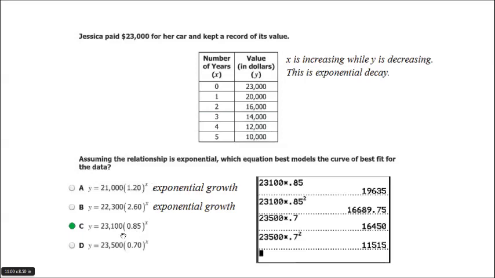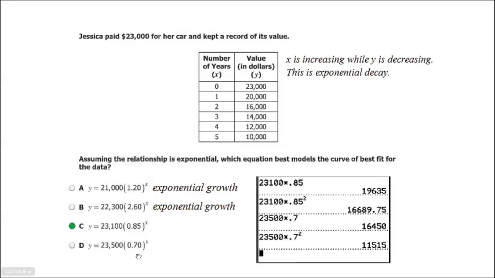If we start with the first one, I did 23,100 times 0.85 to the 1, and that gave me 19,635. And then I just tried x squared to the next one. So 23,100 times 0.85 squared gives me 16,889. Now our actual numbers are 20,000 and 16,000. So I got 19,600 and 16,600. Those are kind of close to modeling the data.